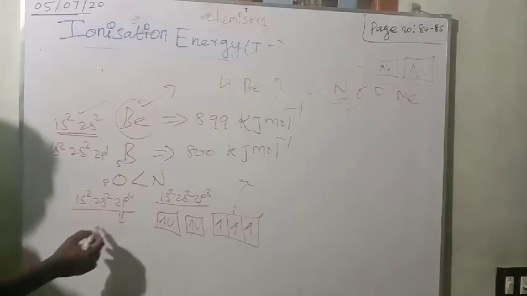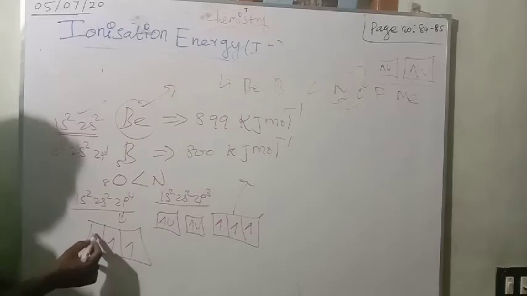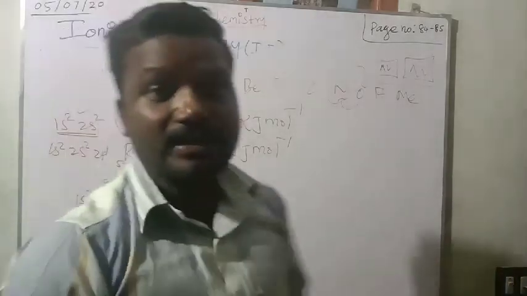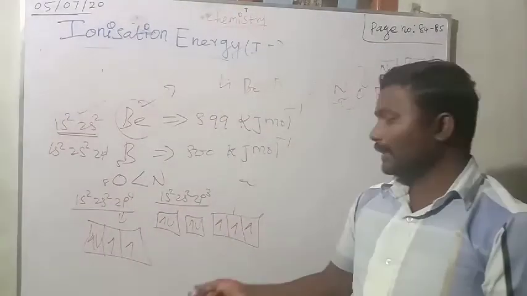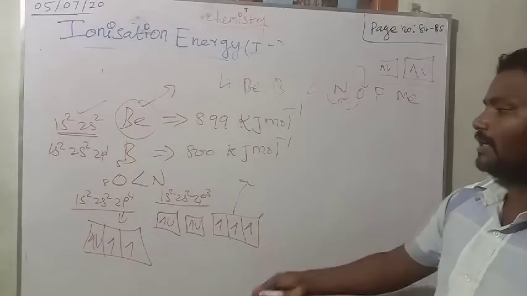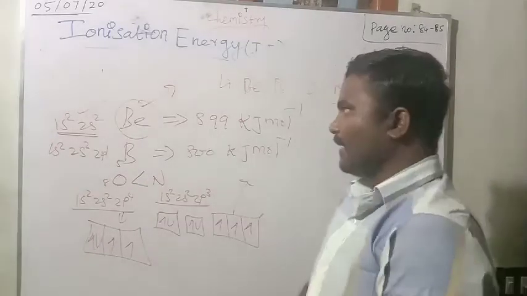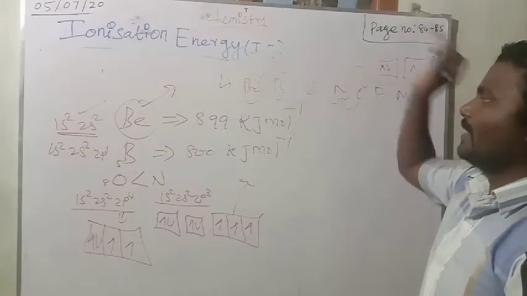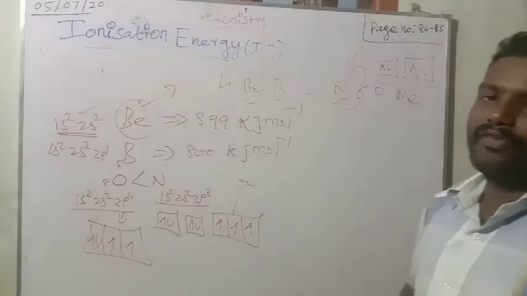If you compare here, the p orbital of oxygen is partially filled with 1, 2, 3, 4 electrons, which is not half filled or completely filled. That is called a partially filled electronic configuration. Partially filled is not as stable compared with half filled. So because of this half filled nature, nitrogen has higher ionization energy than oxygen. Two exceptions, my dear student. One is beryllium and boron. Beryllium is high because of complete nature. Second, nitrogen is high compared with oxygen because of half filled nature.